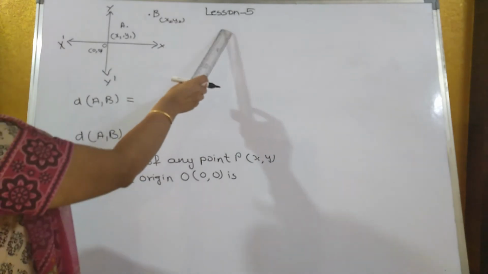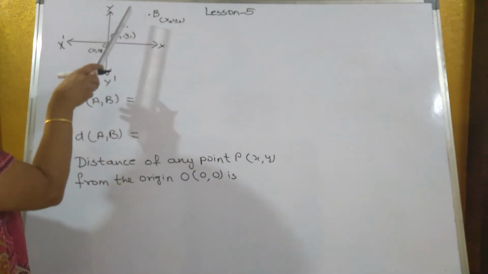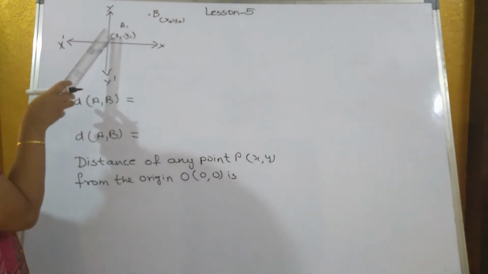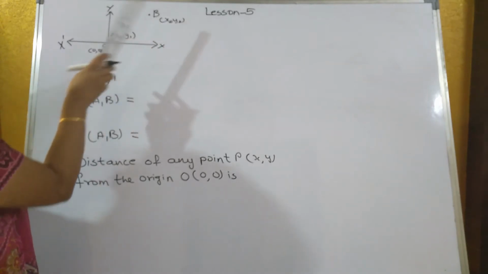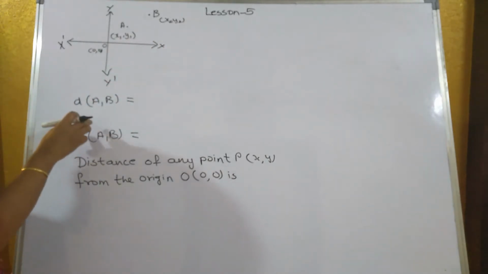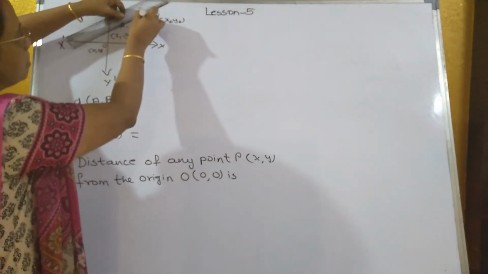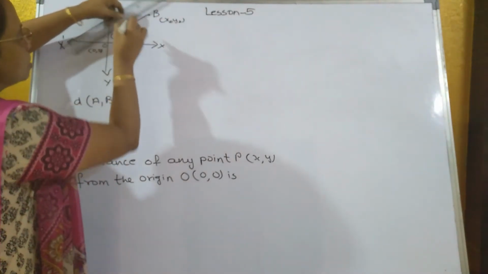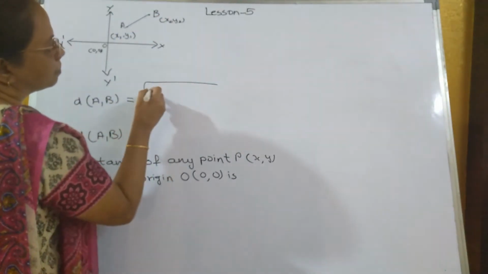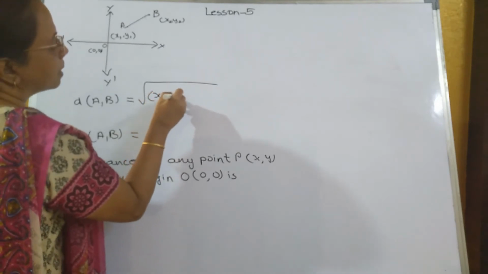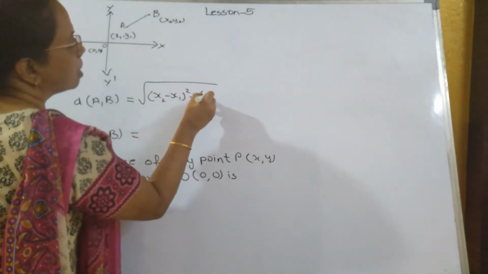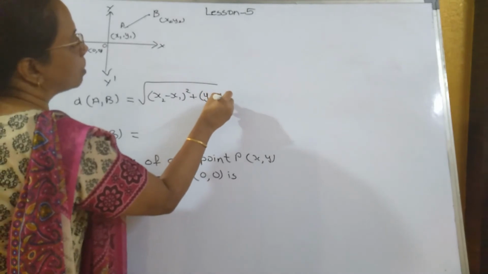Now lesson 5. Let us take 2 points A and B. The coordinates of A is x1, y1, and coordinates of B is x2, y2. Then what is distance AB? Distance AB formula is root of x2 minus x1 the whole square plus y2 minus y1 the whole square.